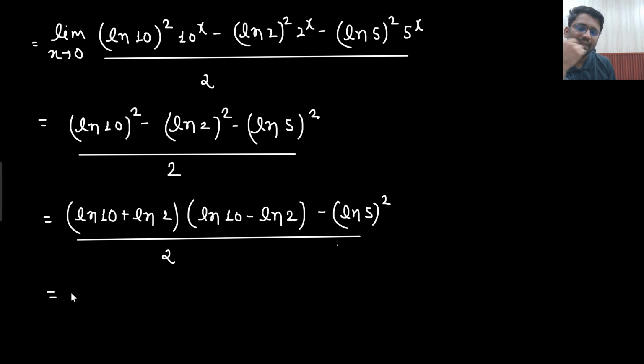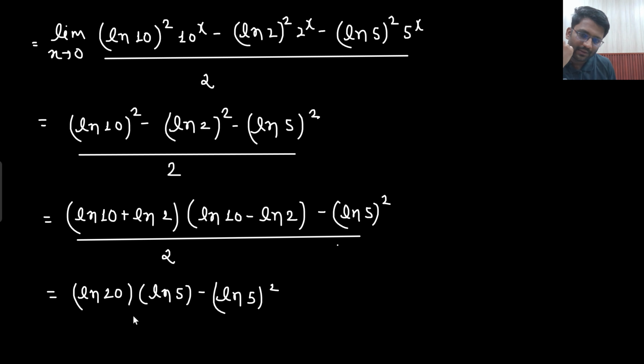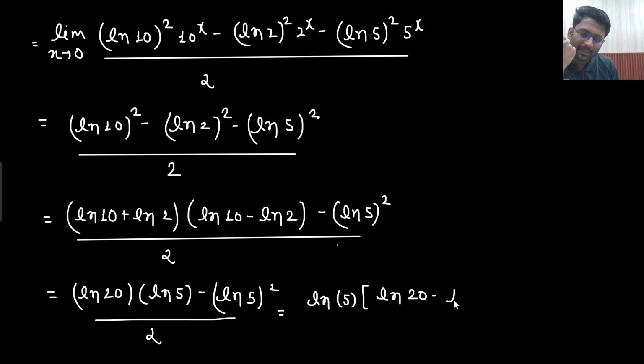So ln a plus ln b, that is ln 20. Ln a minus b, that will be ln 5 minus ln 5 whole square divided by 2. Now what you can do, ln 5 you can take common. So inside what you will be getting, ln 20 minus ln 5 divided by 2. Did you understand what I did here?